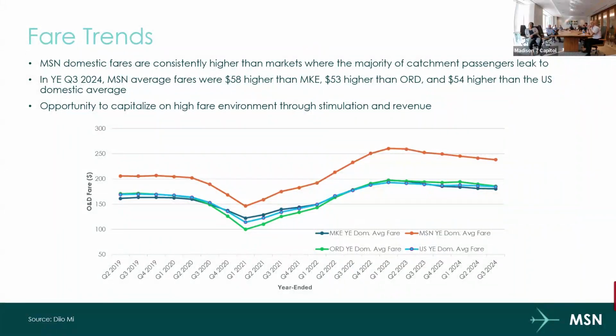On average, fares are $58 higher than Milwaukee, $53 higher than O'Hare, and $54 higher than the US domestic average. Airlines like to see that. It's an opportunity to capitalize on a high fare environment through stimulation and revenue. Obviously, they're looking to make a profit as well, but the more competition that is added, the lower our fares can go. And hopefully we can trend downwards with that.